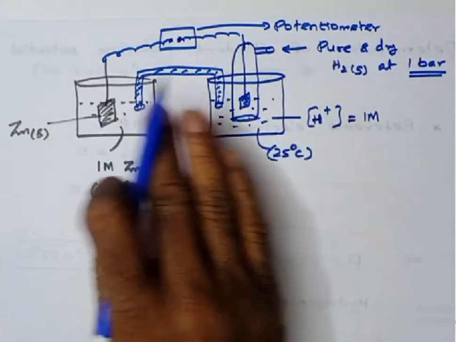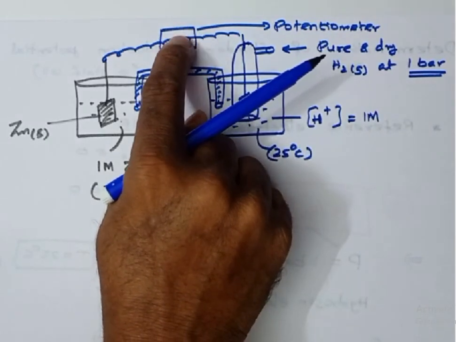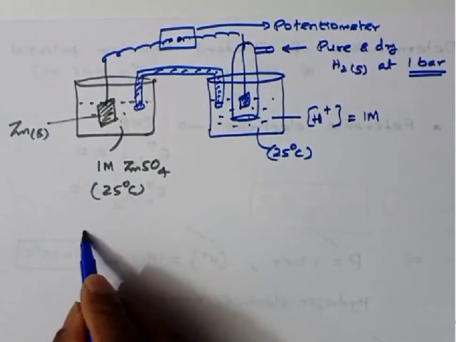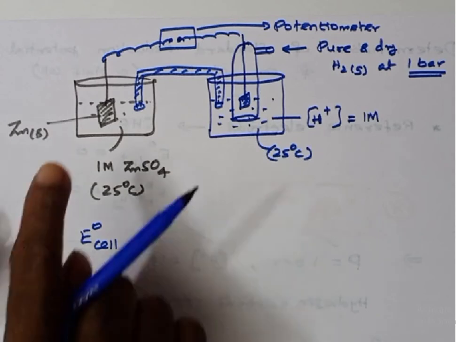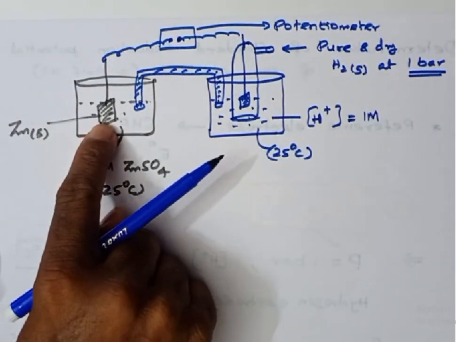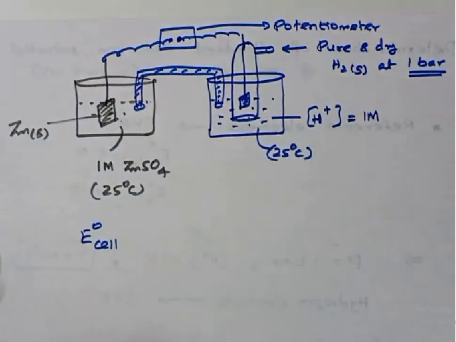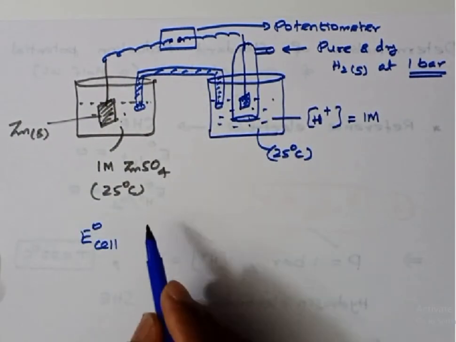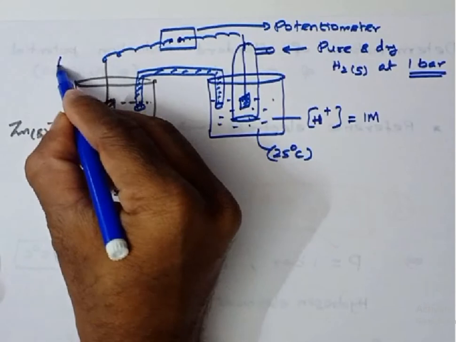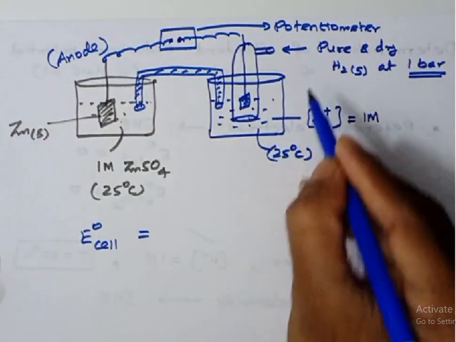Once you connect these two, some potential will appear here. That is nothing but the standard cell potential that we can measure. Students, observe carefully. Zinc undergoes oxidation and reduction occurs at the hydrogen electrode. Zinc will undergo oxidation, therefore this is the anode, and this is the cathode.